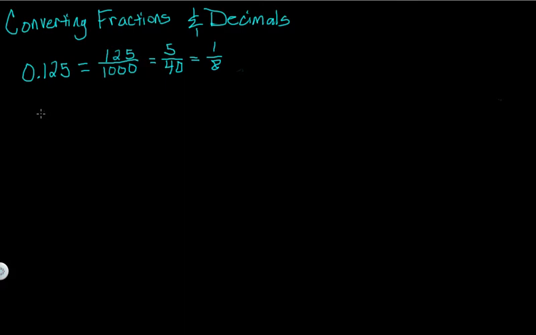Okay, let's look at another example. Let's say we have the decimal 0.9055. Well, based on place value, we know we're at the tenths, hundredths, thousandths, we're at the 10,000th place. So we know we're over a denominator of 10,000. So this is 9,055 10,000ths. And then from here, what we have to do is we have to simplify.